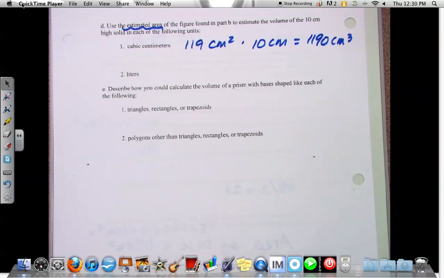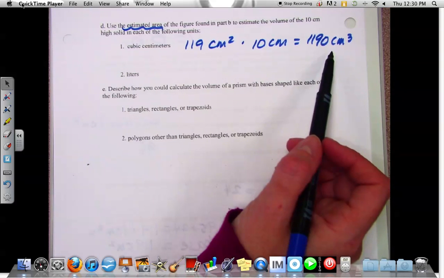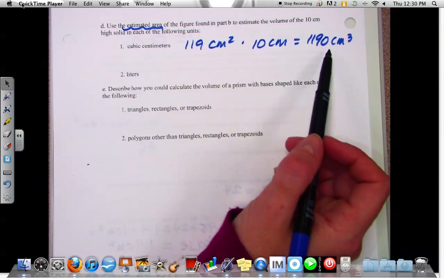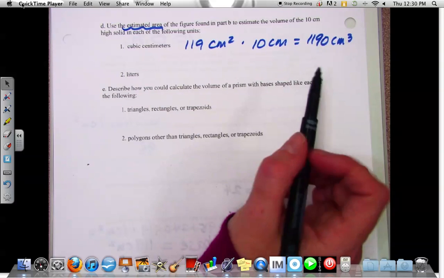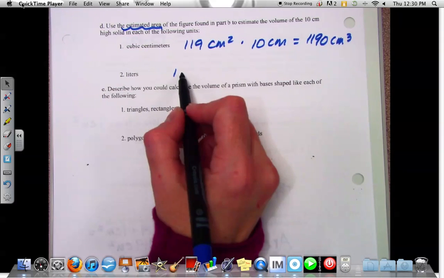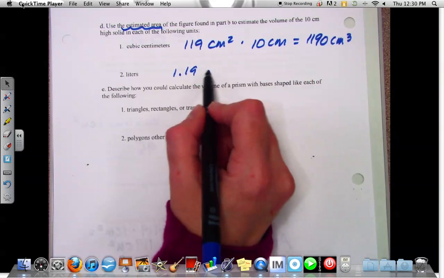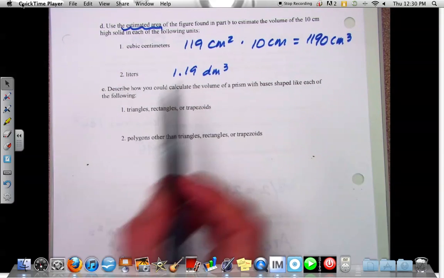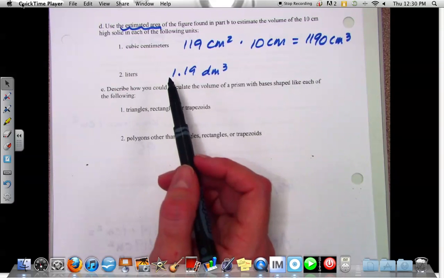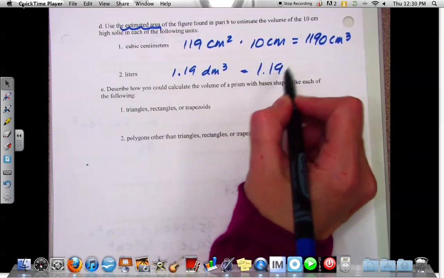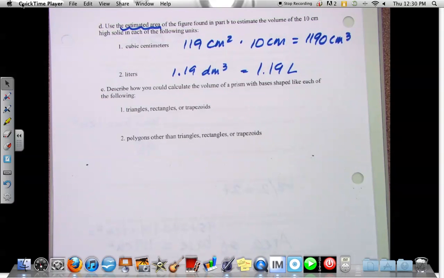Now we're asked to determine the number of liters. Would it be the same? No, so we have to change to decimeters. So if we go from centimeters to decimeters, how many places do we move our decimal? One. But because it's cubed, we move it 3. So if we move our decimal back 3 places, that gives us 1.19 cubic decimeters. And what's the relationship between cubic decimeters and liters? They are the same. Very nice.